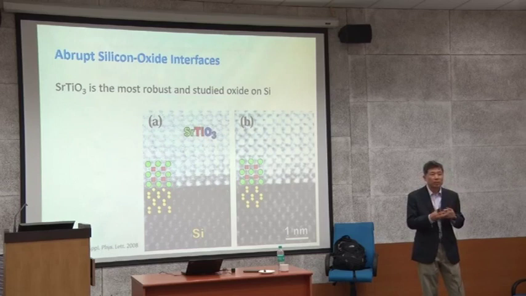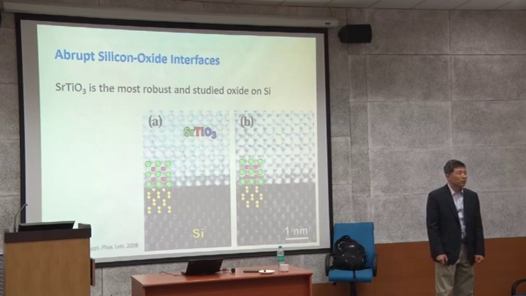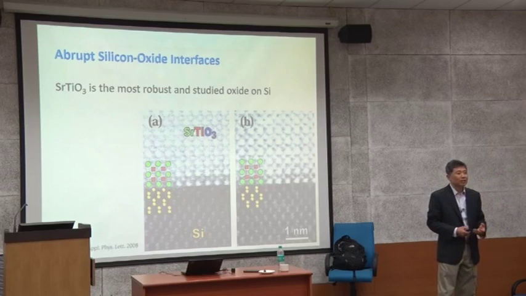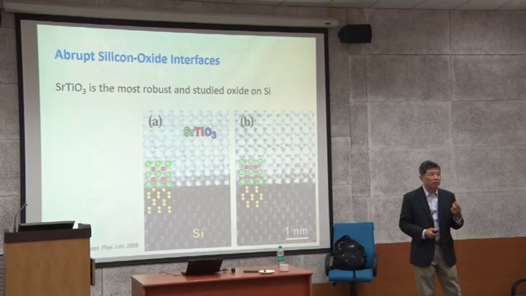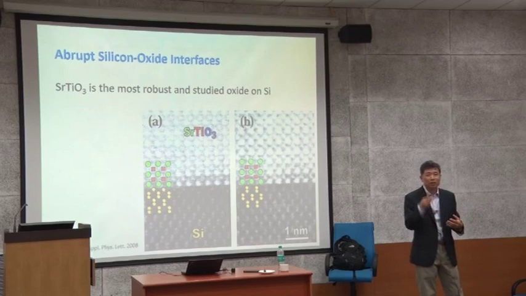Once you lay down titanium on silicon first, you look at the binary phase diagram. The titanium reacts with silicon, forming titanium silicide. Do you know this silicide? Once you form the silicide, it's no longer a perovskite structure.